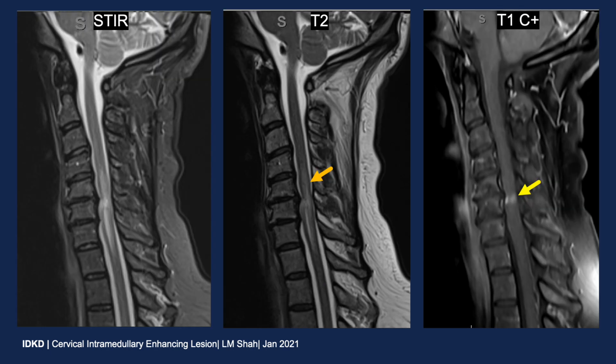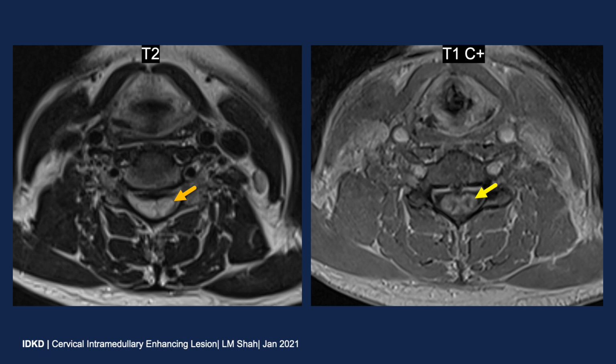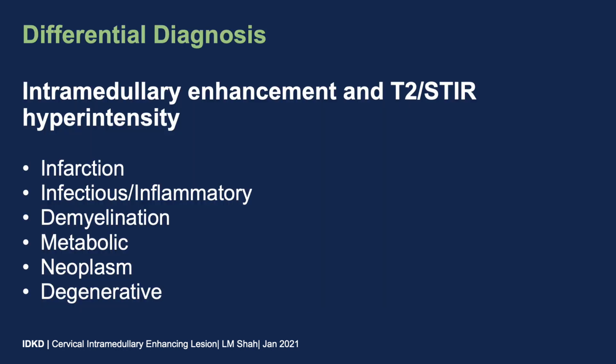MRI of the cervical spine on this patient demonstrates T2 and STIR intramedullary hyperintense signal spanning 4 vertebral segment lengths. There is horizontal intramedullary enhancement at the C5-C6 level. The axial T2 weighted image demonstrates intramedullary hyperintensity. The axial post-contrast image demonstrates intramedullary hyperintensity involving predominantly the white matter.